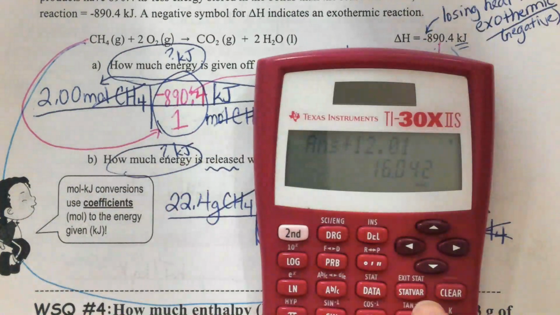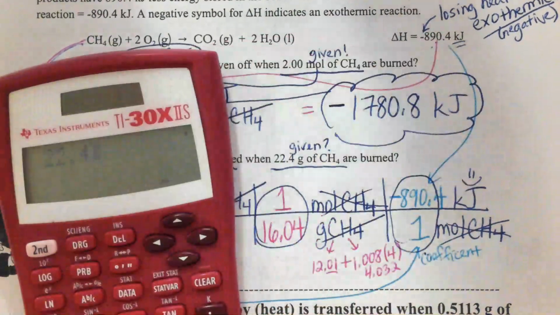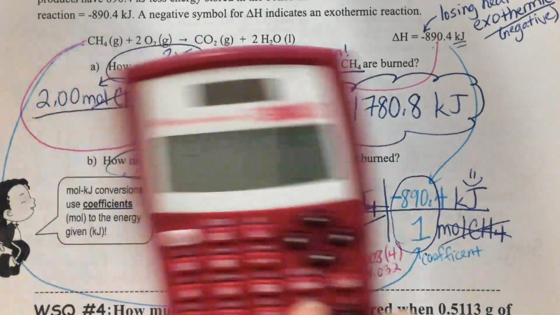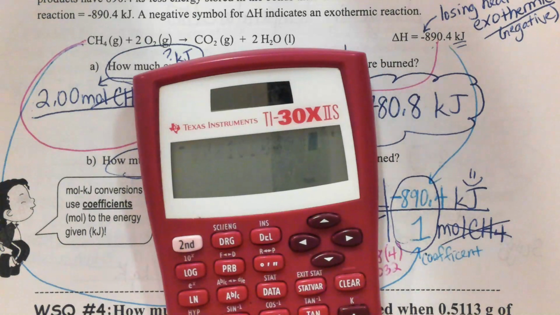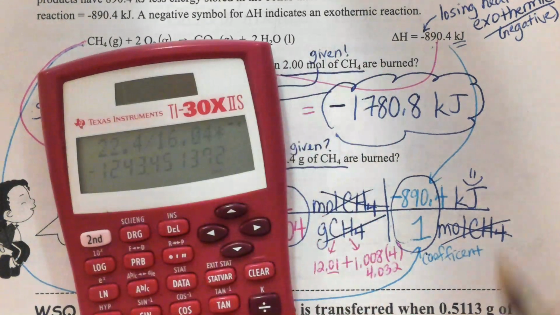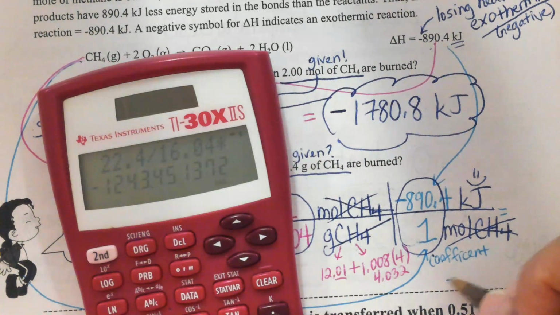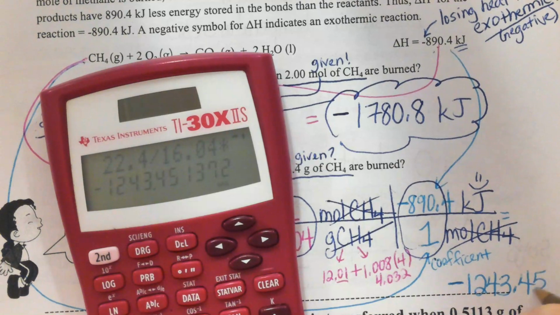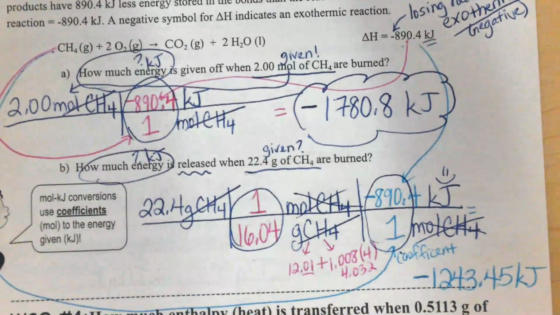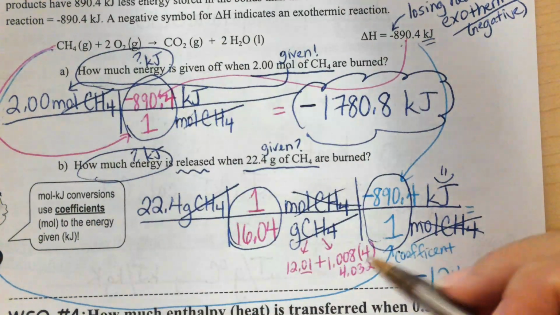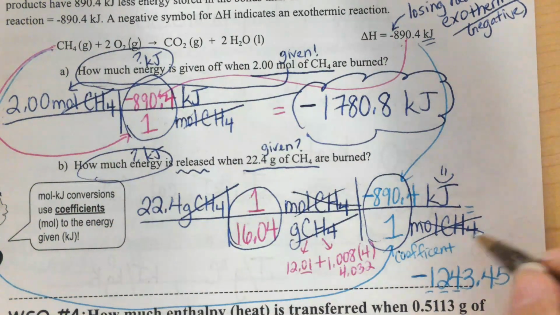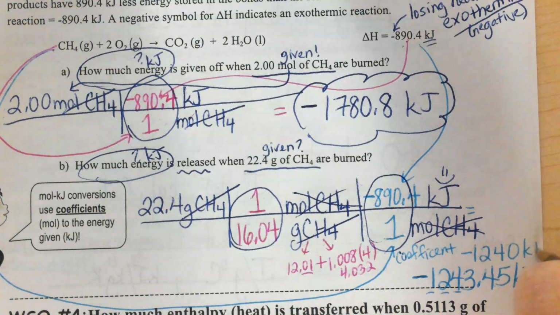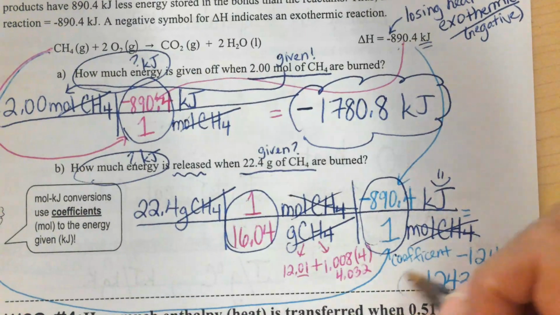We're going to start with our given, of course, 22.4. We're going to divide because it's on the bottom, 16.04. And then we're going to multiply by negative 890.4. And we get our answer. Negative 1243.45. Now you could go just a little bit out, but I'm fine with either that, or you could go to sig figs, which I'd say is a lot tougher: negative 124, but then the 0 holds the place, so 1240 kilojoules. But I'm fine with either answer.